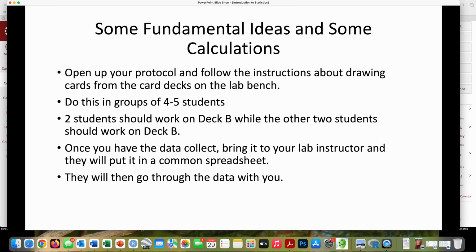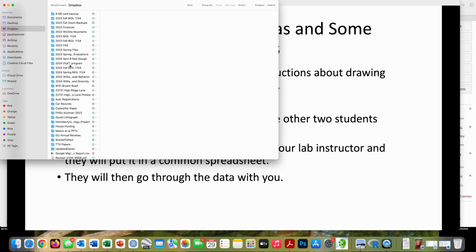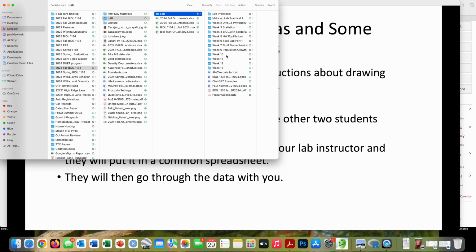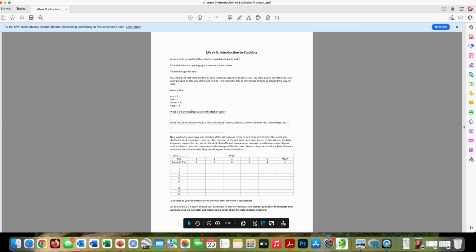And then once they have their data collected, they're going to bring it to you and you're going to put it into a common spreadsheet. So let's go and look at what that looks like. So I have the protocol saved on my computer. So here's what the protocol looks like.